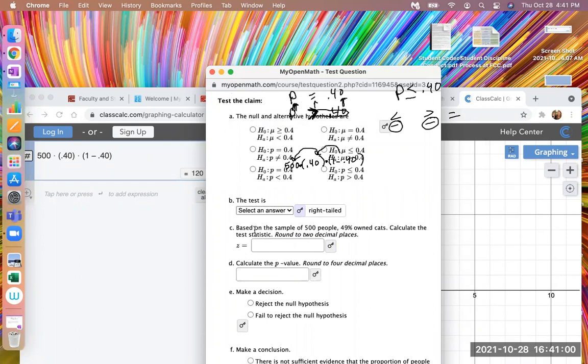Okay, so here's how it goes. Based on a sample of 500 people, 49% own cats. Calculate a statistic, round to 2 decimal places. Okay, so the middle here is 0.40. What I'm drawing is the sampling distribution of the sample proportion.